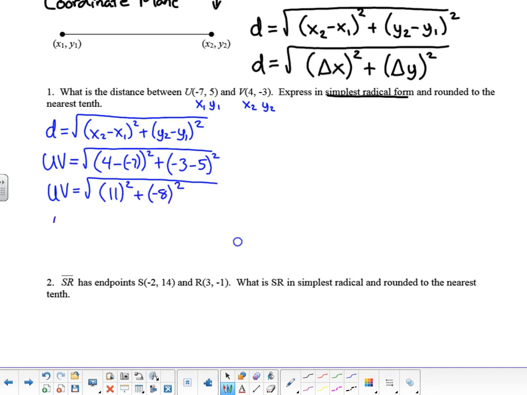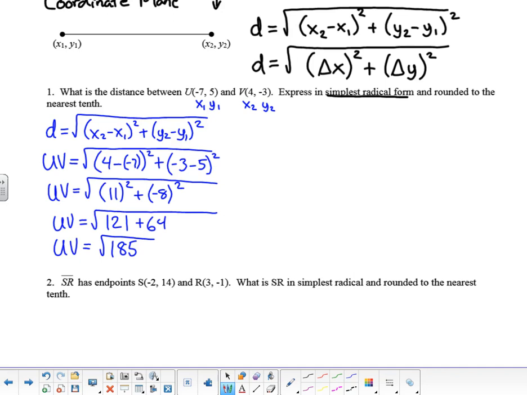If you're putting these in the calculator, you want to keep those numbers in parentheses, because when squaring that negative, we want to make sure it becomes positive. So 11 squared is 121, 8 squared is 64. So the distance of UV equals the square root of 185. It says we should write our answers in 2 different ways: in simplest radical form, and to the nearest tenth.